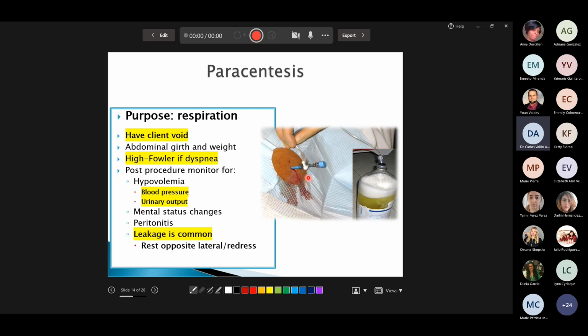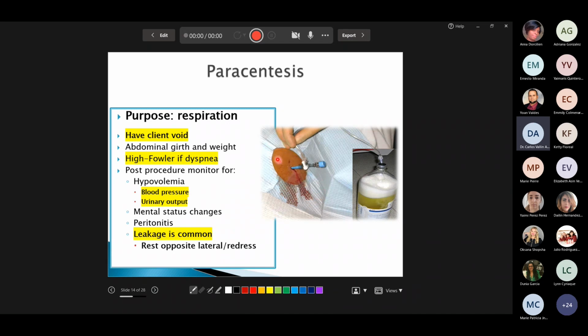The other centesis procedures, amniocentesis, pericardiocentesis, thoracentesis, should not have a leak. The only one that could have a leak is the paracentesis in patients with ascites. So it's common for this complication to happen, but it's not an emergency. So they can ask you what you do if you have a leak of the liquid.